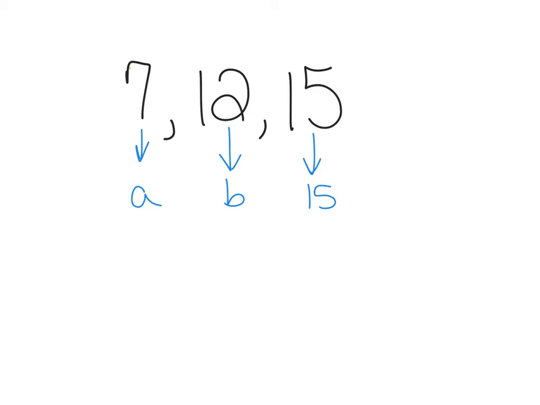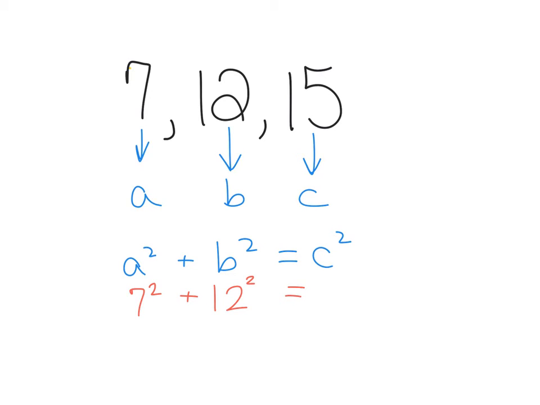So if a represents 7, b represents 12, and c represents 15, all I have to do is substitute this into the Pythagorean theorem and see if it actually works out. So let's check it out. If a is 7, that means 7 squared. b is 12, that means 12 squared. c is 15, so that means 15 squared.